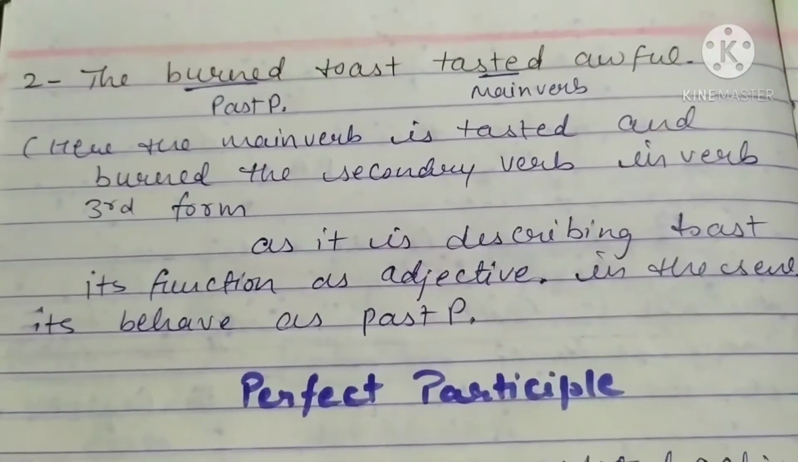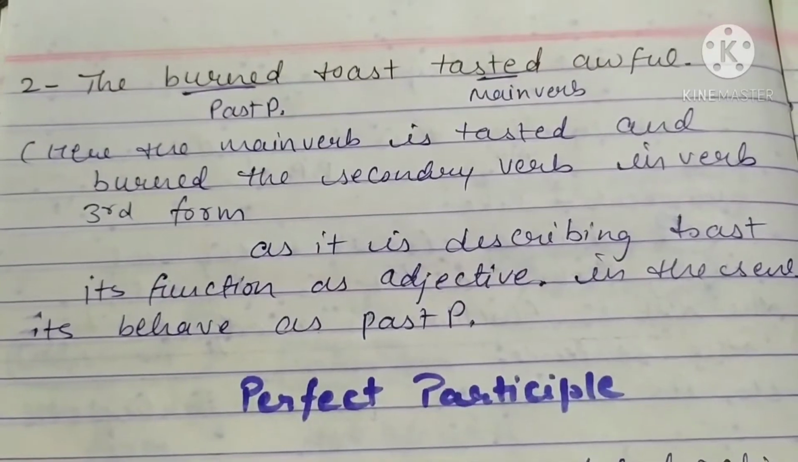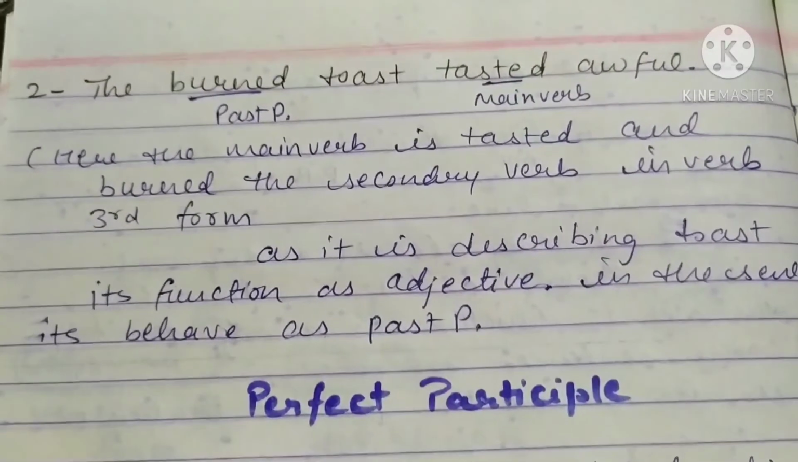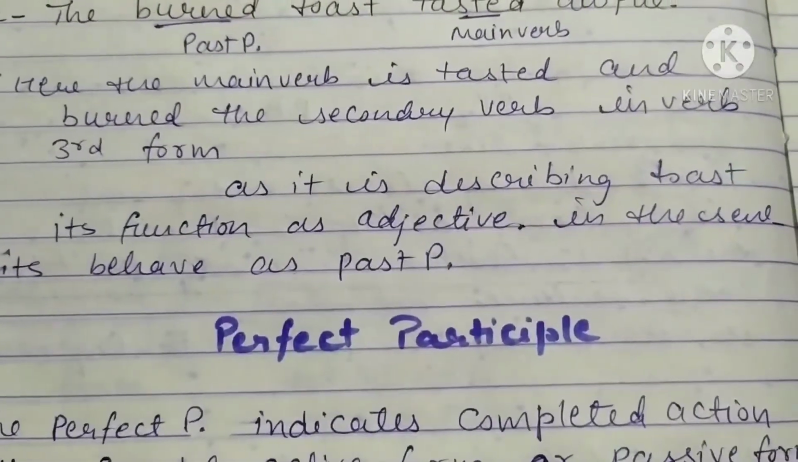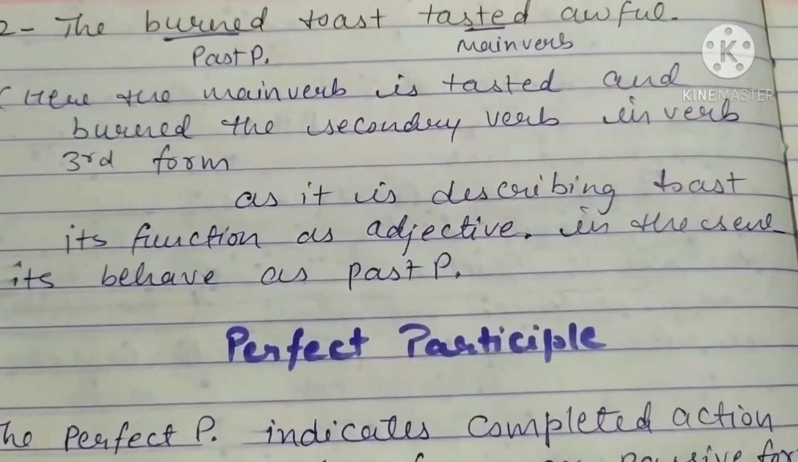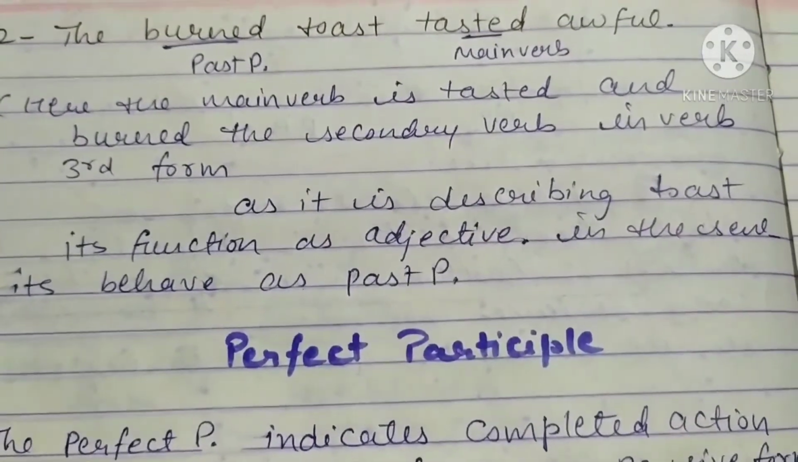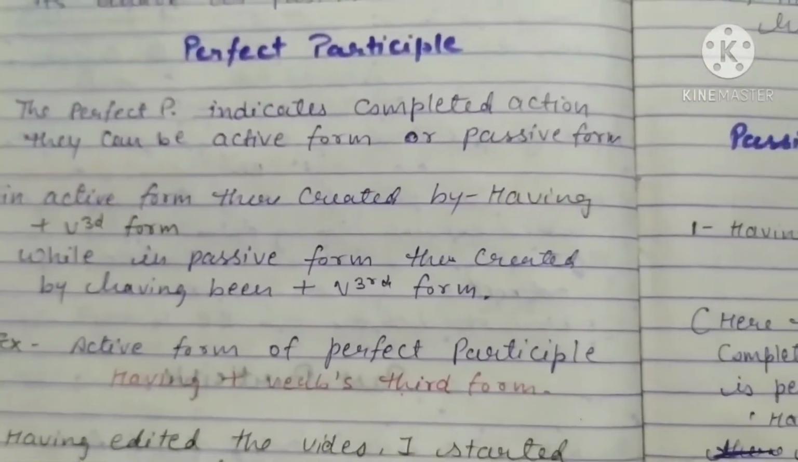Now we see the second example: the burnt toast tasted awful. So here the main verb is taste, and burnt is the secondary verb in the verb third form. As it is describing toast, it functions as an adjective in the sentence, so it behaves as a past participle. I hope you are clear on this one also. Now we are talking about the third and the last one.